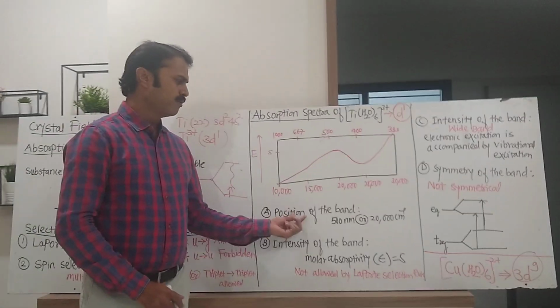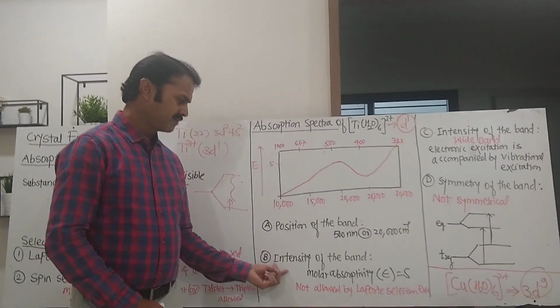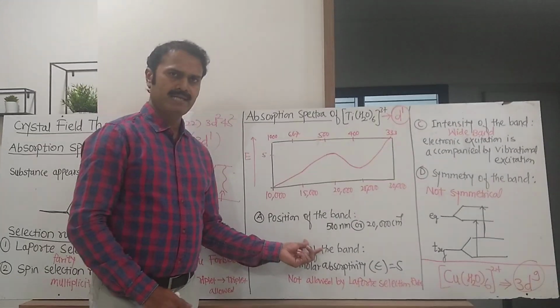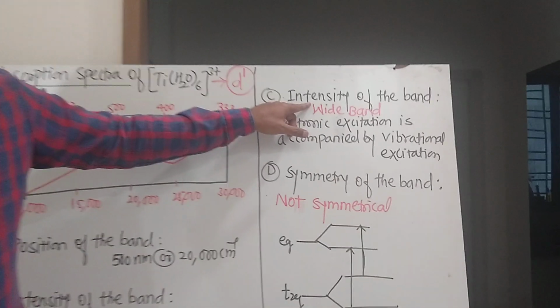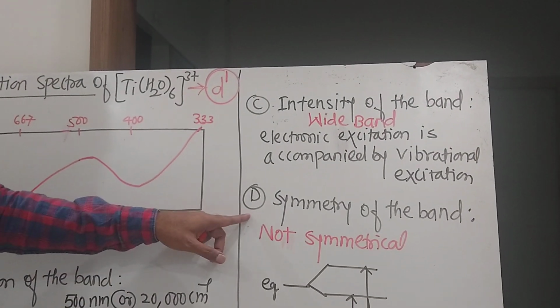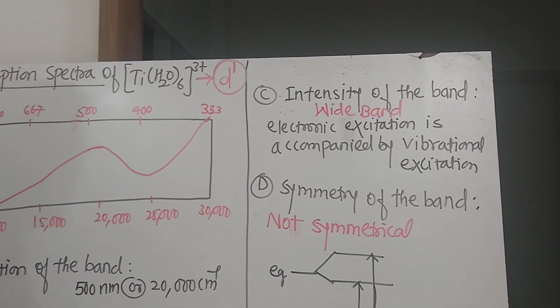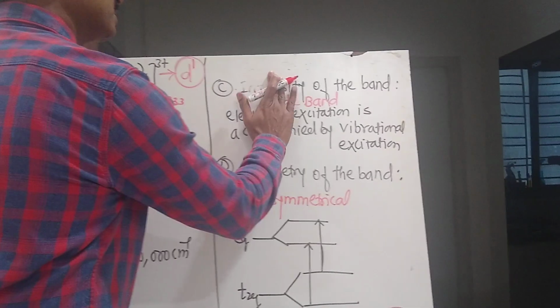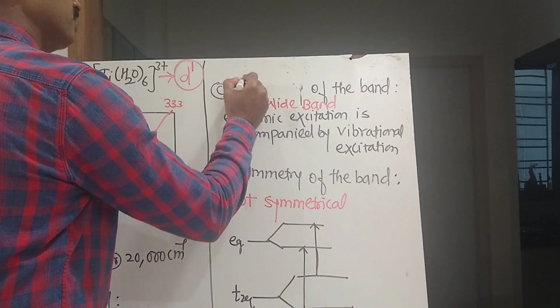First part is position of the band. Second one is intensity of the band. Third point is intensity of the band. And fourth one is symmetry of the band. Actually, it should be width of the band.